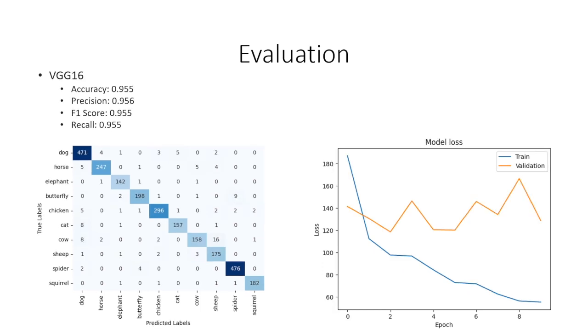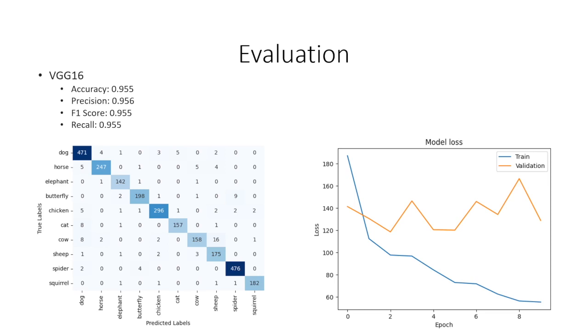Next, we can evaluate our VGG16 model. You'll see that it also has a very high accuracy, precision, F1 score, and recall of 95.5%. Not quite as high as Xception, but still quite good performance. Looking at the confusion matrix, you'll see that it performs very similarly to the Xception model, confusing similar animals such as cows and sheep, horses and cows, and butterflies and spiders.